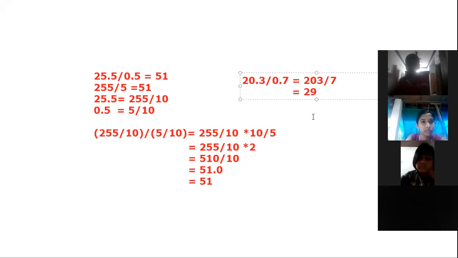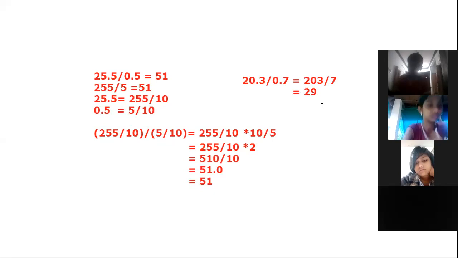It's equal to 29 itself. 29. Okay, if you want to check this, by replacing 20.3 as 203 divided by 10 and 0.7 as 7 divided by 10, you will get the same answer as 29. There is no need to check it. It is very lengthy, is it? The second method is very lengthy. In the first method, we can find our answer very fast. Okay, there is another example for you.